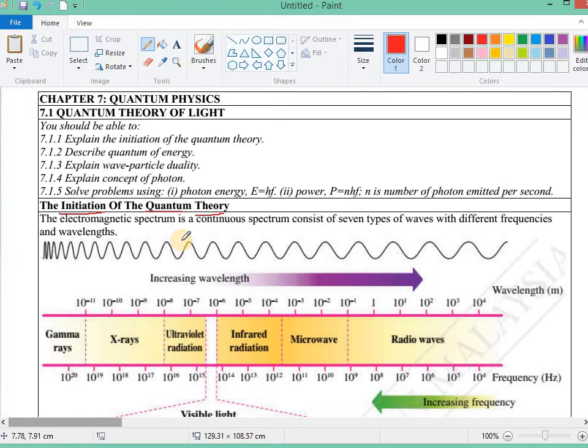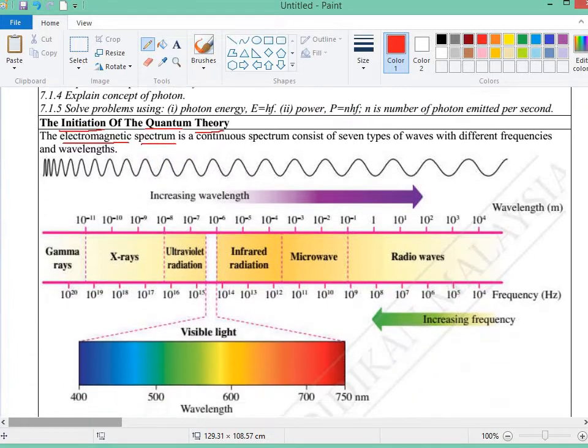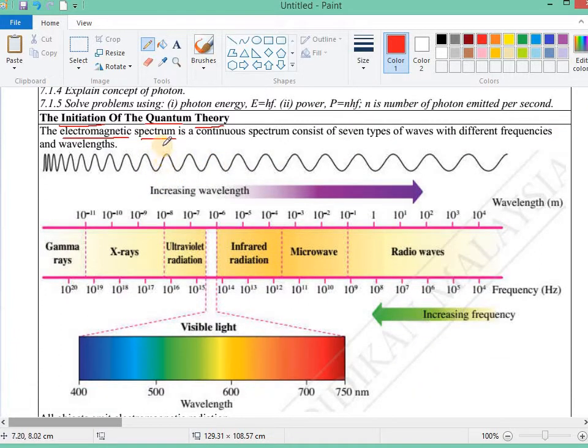What phenomena is it that cannot be explained by classical physics but need to be explained by quantum theory? Okay, so the first thing that we need is a little bit of revision. We need to look back at the electromagnetic spectrum. Okay, so we learned about the electromagnetic spectrum last time in Form 4.